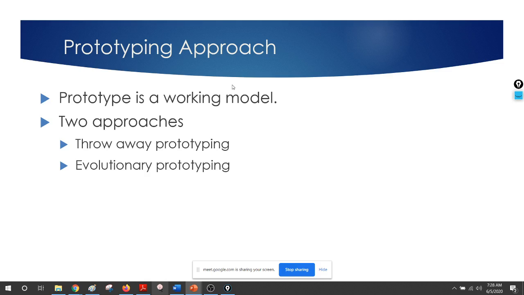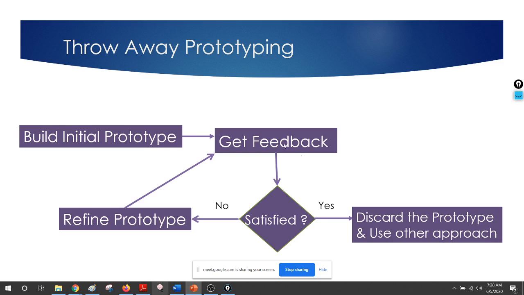So we can use that working model for our advantage. So there are two approaches: throwaway prototyping and evolutionary prototyping. In throwaway prototyping, we build a prototype for a purpose. Once the purpose is fulfilled, we throw it away and we get back to our normal software development. But in evolutionary prototyping, that prototype is going to be ultimately your final product. It evolves to be your final product gradually.